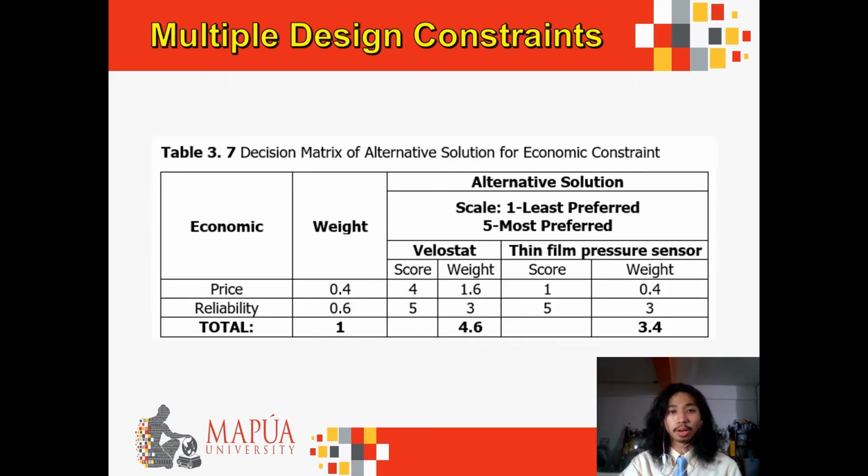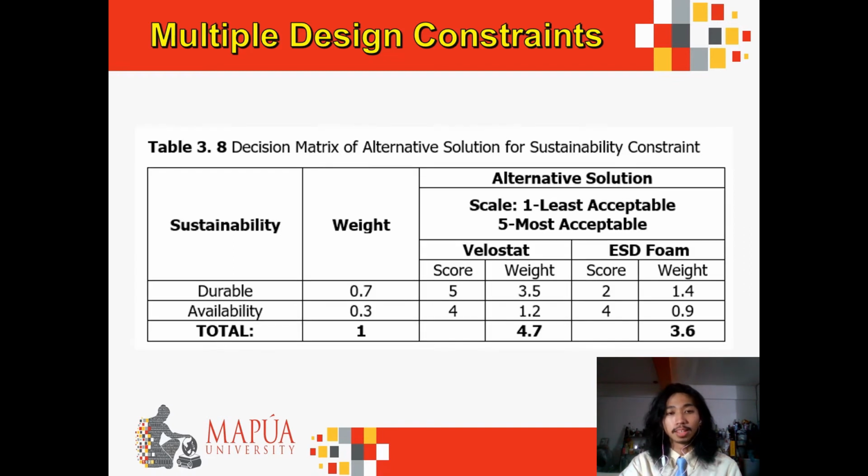The two solutions compared when considering the economic constraints are using velostat and using a thin film resistor as a primary material in measuring the pressure applied on the cushion. Velostat was chosen primarily because of its lower price and higher accuracy. Next, when considering the sustainability constraints, the two solutions identified are using velostat or using an electrostatically discharged foam. Velostat was still the primary choice because it is more durable in the long term.